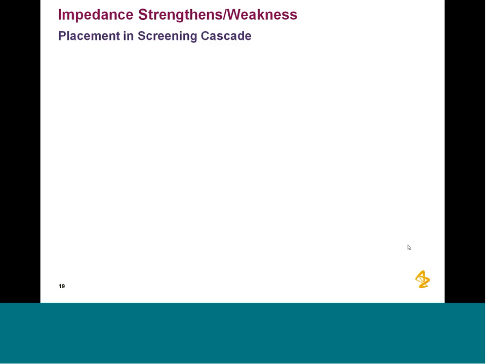with the existing cascade. So where would I place this? Well, currently impedance assays are only 96 well. I think that needs to change.